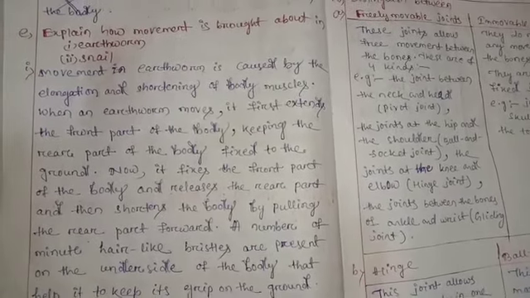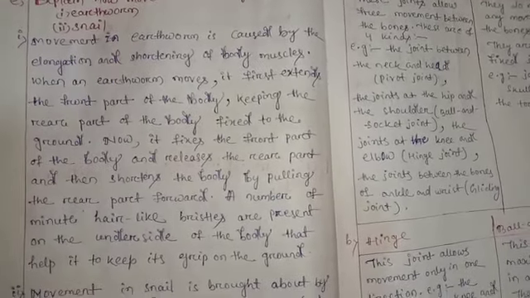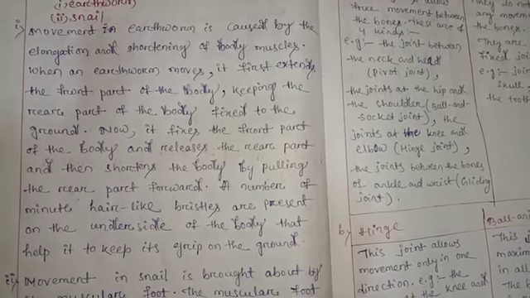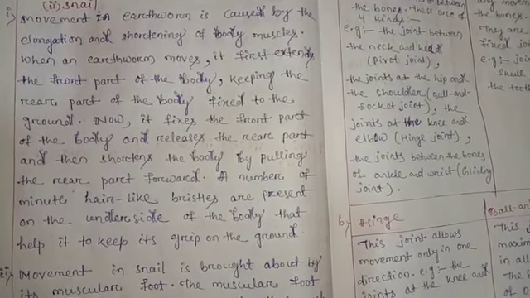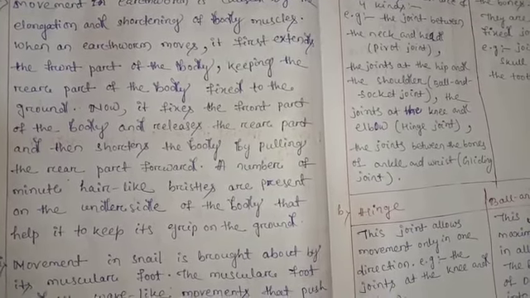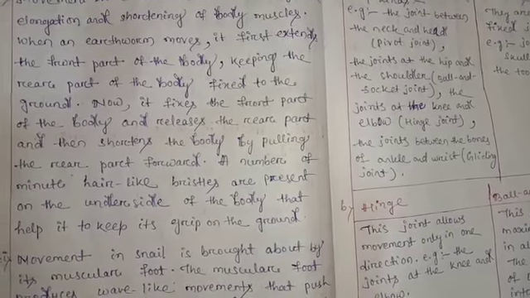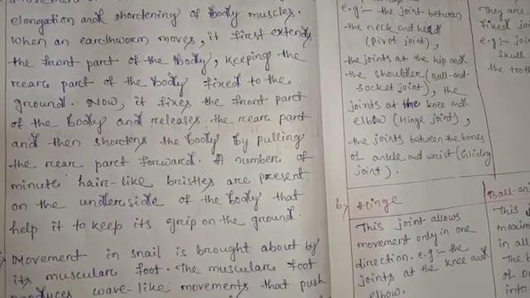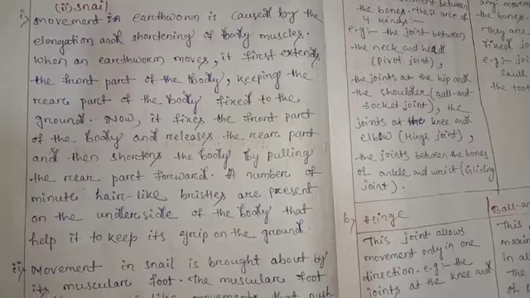E. Explain how movement is brought about in earthworm and snail. First is the earthworm. Movement in an earthworm is caused by the elongation and shortening of body muscles. When an earthworm moves, it first extends the front part of the body, keeping the rear part of the body fixed to the ground. Now it fixes the front part of the body and releases the rear part, and then shortens the body by pulling the rear part forward. A number of minute hair-like bristles are present on the underside of the body that help it to keep its grip on the ground.